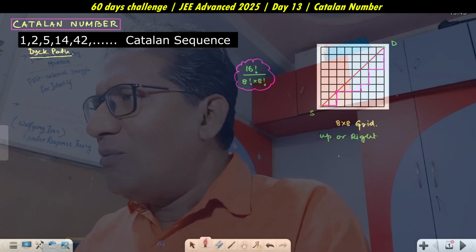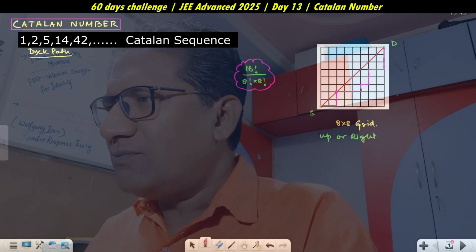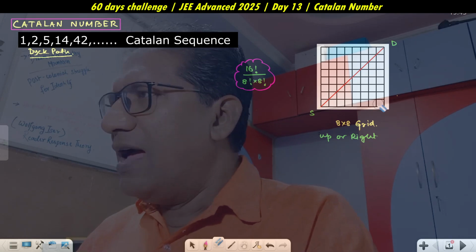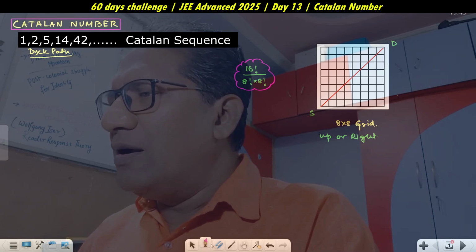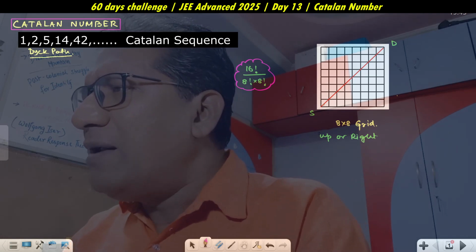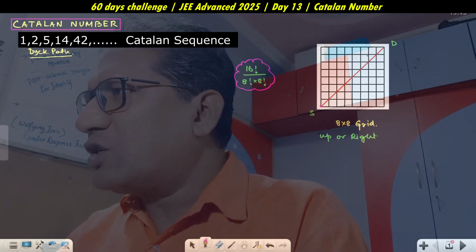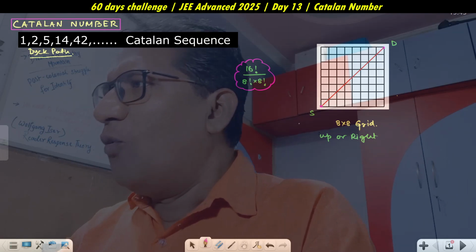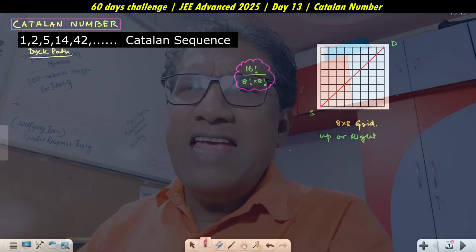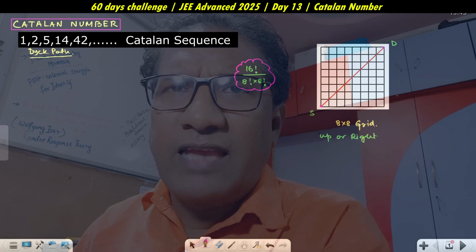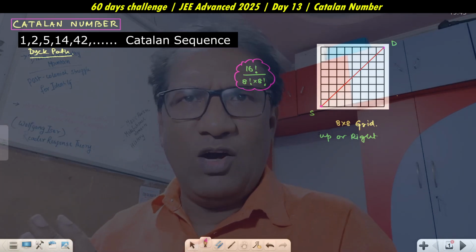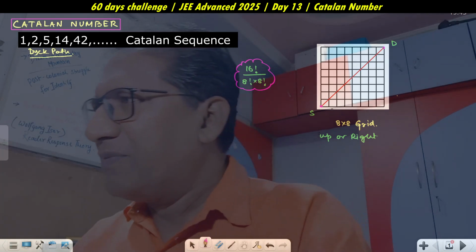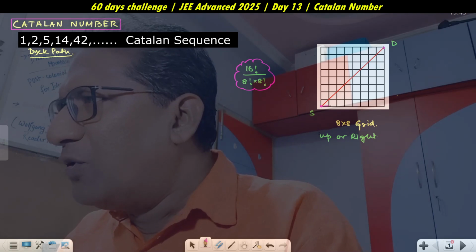Okay, so let us do one thing. Let me erase this portion. Now, I will ask you, suggest me one path where he is trespassing the fence. Okay, that is the diagonal. Let me say right.